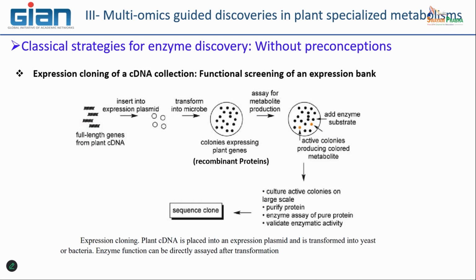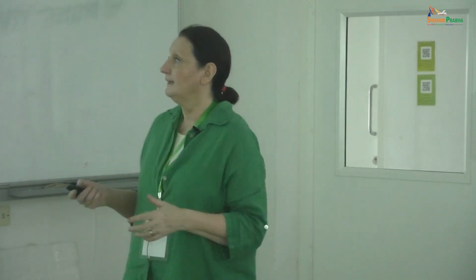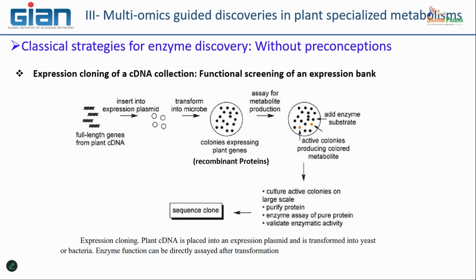But how to screen in this library the correct enzymes you are waiting for? In fact, it is exactly what I said to you. You have all the E. coli cells, for example, and you have just to give to these cells a precursor of this enzyme activity. And what was interesting, for example for terpenoids or specifically carotenoids, is that the products produced by the enzymes are colored molecules.